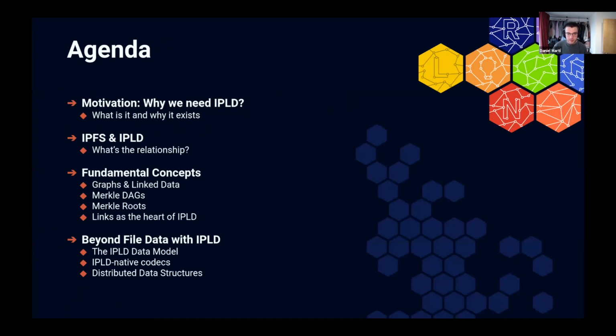So the agenda today is, first we're going to talk about why we need IPLD, what it is and why it exists. Then we're going to talk about the relationship with IPFS, because IPFS is the better known project, the original project. Then we're going to talk about some concepts such as graphs and linked data, Merkle DAGs and their roots. And we're going to talk about why links are at the heart of this whole concept. And finally, we're going to talk about going beyond files with IPLD. What is the data model? What are codecs? And then the big stuff that you can build on top of all this, such as distributed data structures.